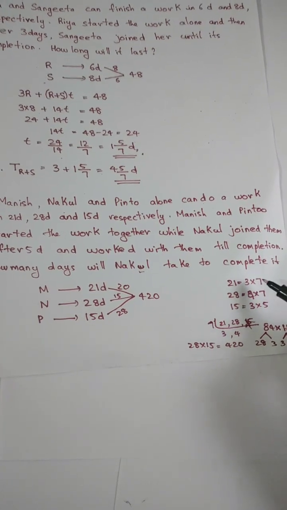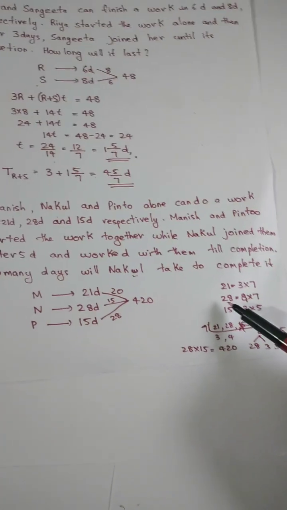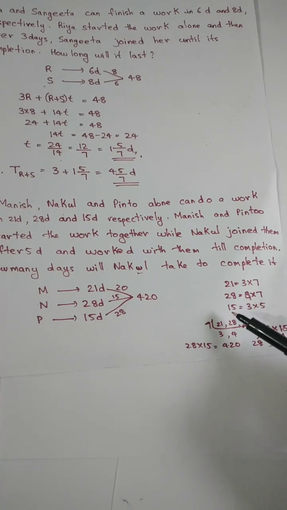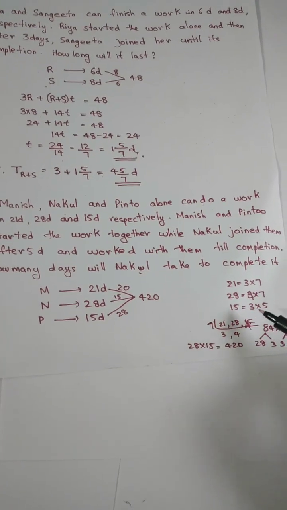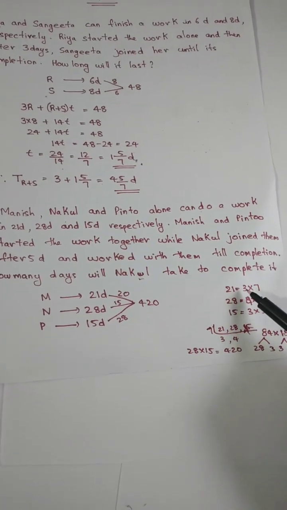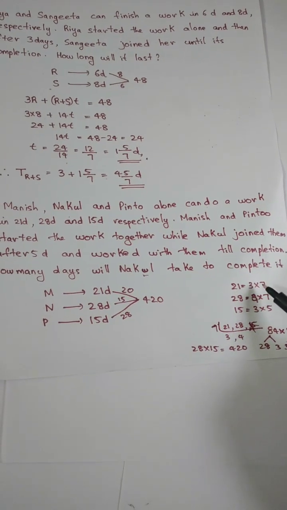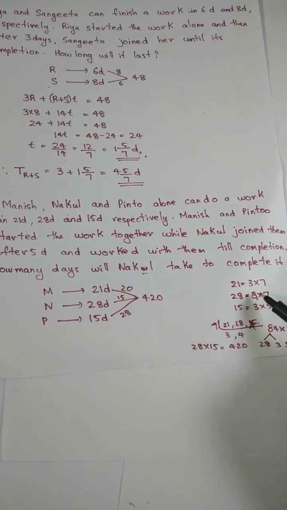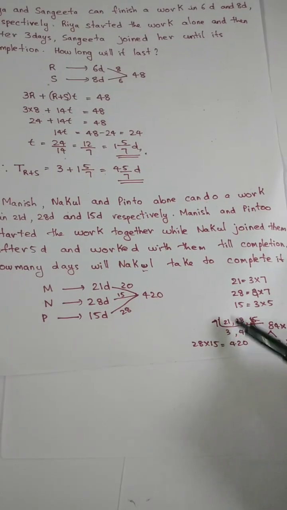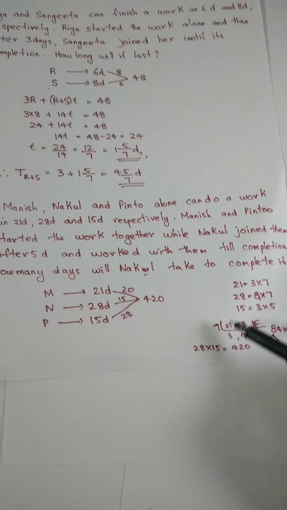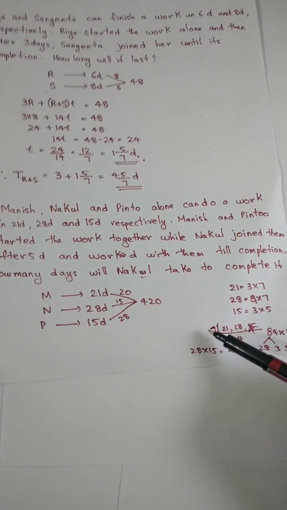21 can be split into 3 into 7. 28 can be split into 4 into 7, and 15 can be split into 3 into 5. So in 21 and 28 there is a common factor: 7 is common in both of the numbers, so we can prime factorize it.